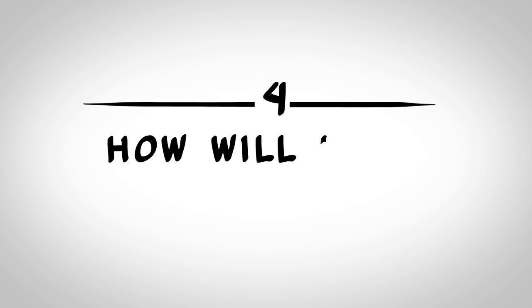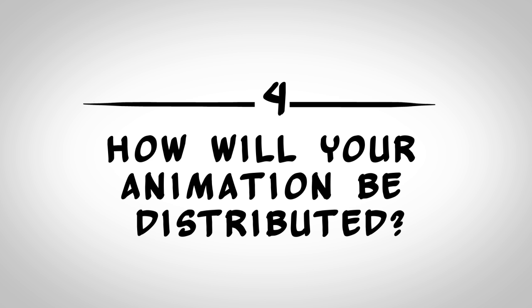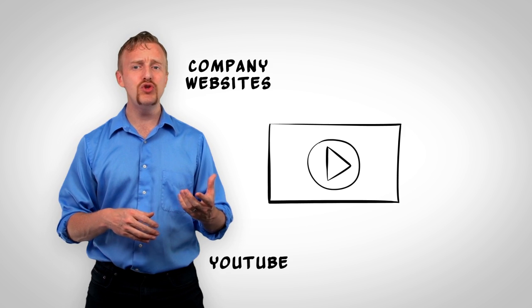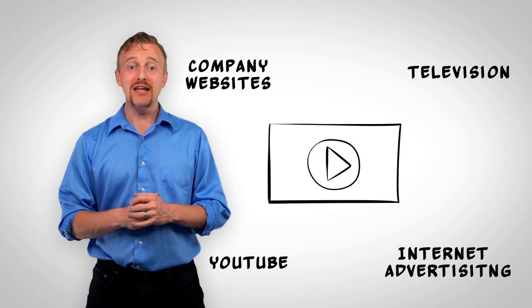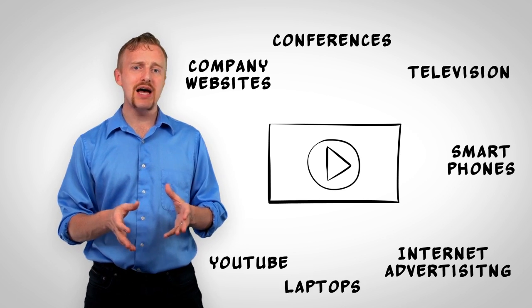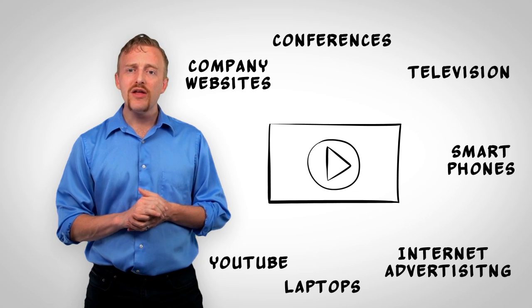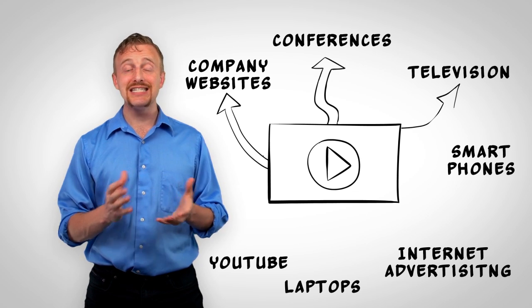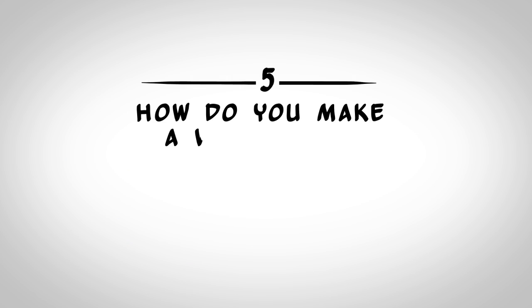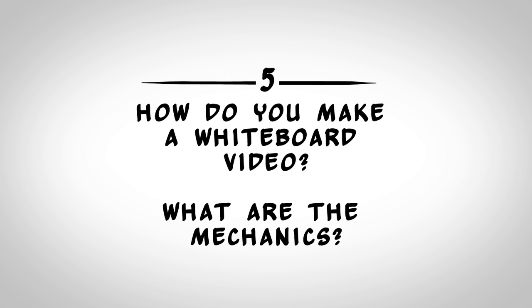And that leads us to number 4, how will your animation be distributed? Animations can be distributed lots of ways: on company websites, YouTube, internet advertising, television. They're played at conferences, on smartphones, or on laptops at meetings. It's important to think about your video's distribution because the content of your message greatly depends on who you're talking to.